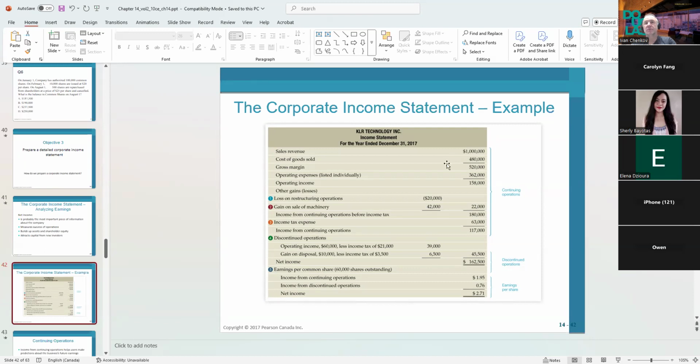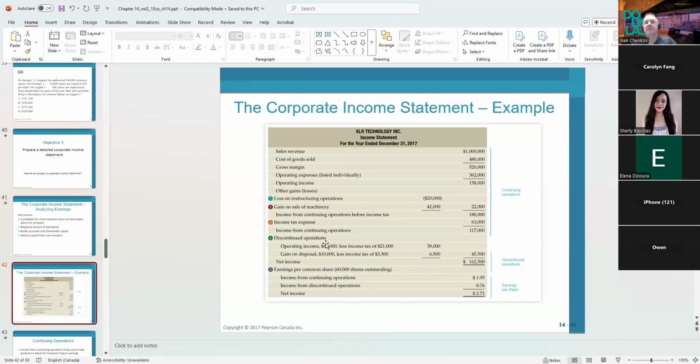Then we have cost of goods sold. Then we have gross margin. Then we have operating expenses, which are listed individually. Then we're going to come to the point where we show the income tax expenses. Once we show income tax expenses, we're going to finish with the income from continuing operations. Those are the operations that are going to repeat every period and every period and every period.